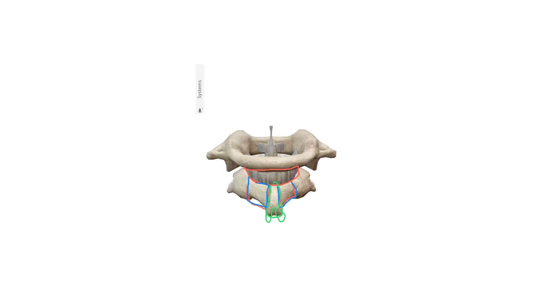Now in other videos, we're going to describe C2 a little bit more in depth, so I'm not going to mention any of the structures that are surrounding this. I just wanted to point out the spinous process and the lamina to which the posterior atlantoaxial ligament articulates.